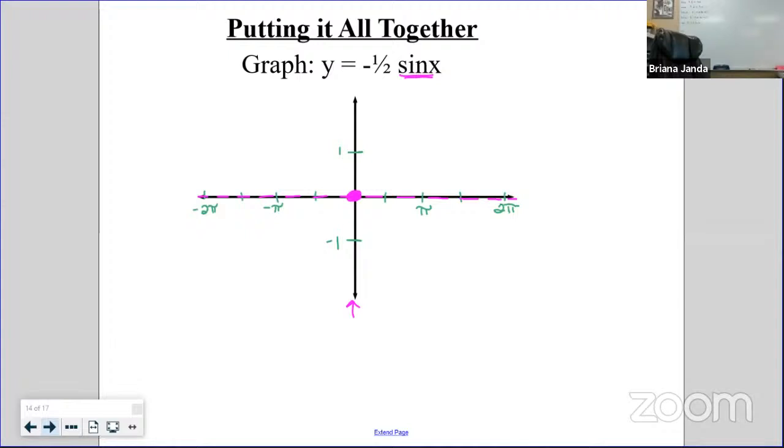Then we have to keep two things in mind. Remember that negative means it's a reflection over the x-axis. For a sine curve, that means I should head down first. So my next move should head down instead of above my midline. And my amplitude means that I'm only going to go down 1/2 instead of all the way down to -1.